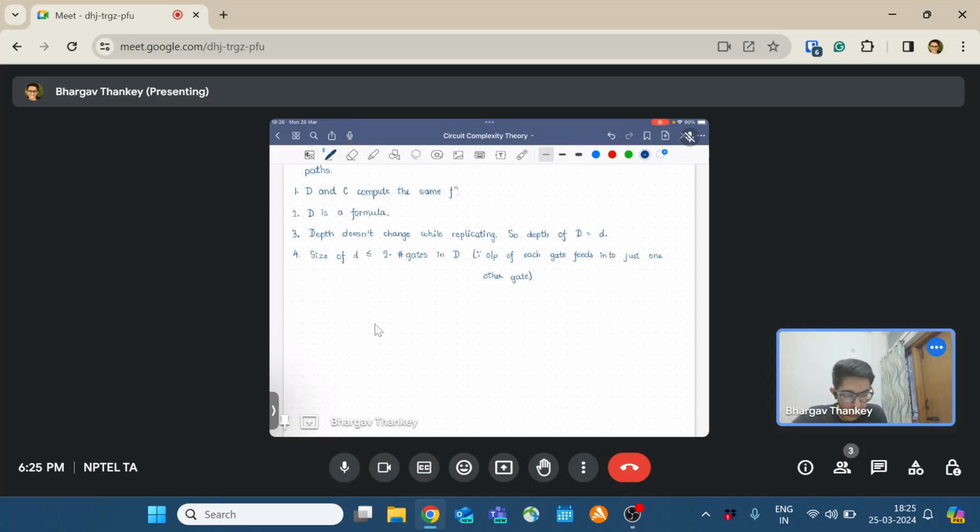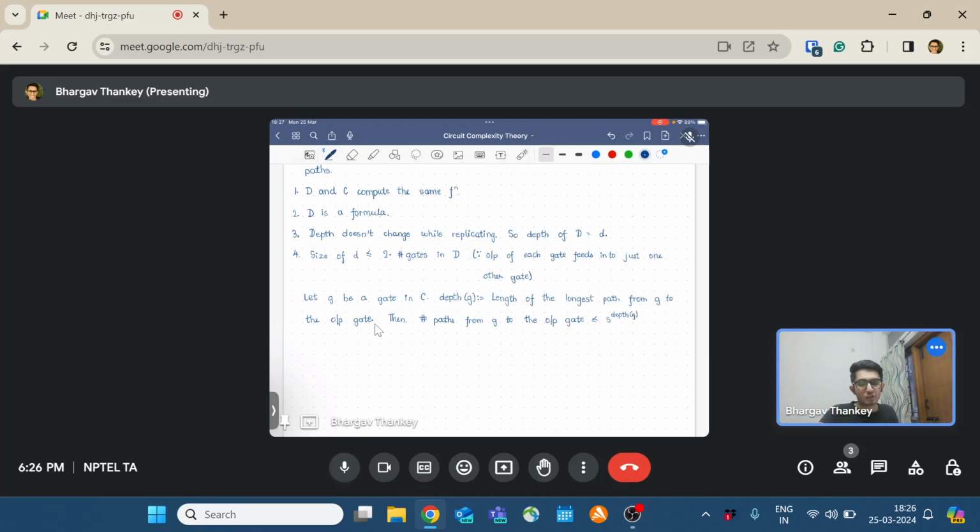Okay, so now let's count the number of gates in the circuit, right? So let's define the depth of G as the length of the longest path from G to the output gate. Then the number of paths from G to the output gate is at most S times the depth of G.